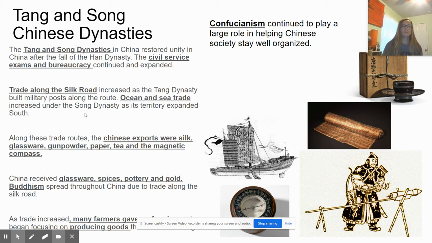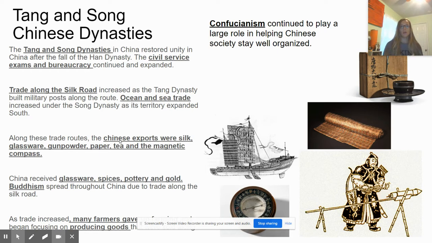The Chinese government is also going to facilitate trade by expanding things like canals and roads and creating paper money and using coins. And so they're one of the first to kind of create this sustainable economic system that's based on trading money instead of just goods. The Chinese are going to be experts at creating things that are going to be in high demand across the world.